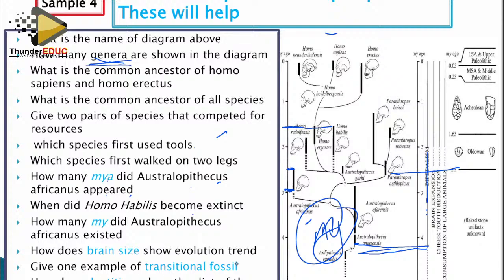Give an example of a transitional fossil. We said it is Karabo. How does dentition show the diet of the species? Large canines mean that they are feeding on rough food, and smaller ones show that they are feeding on softer food.